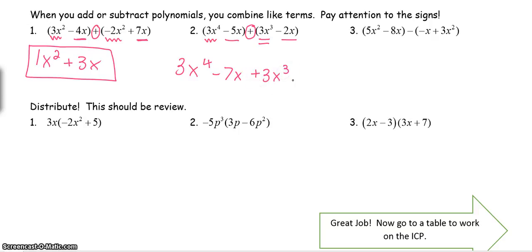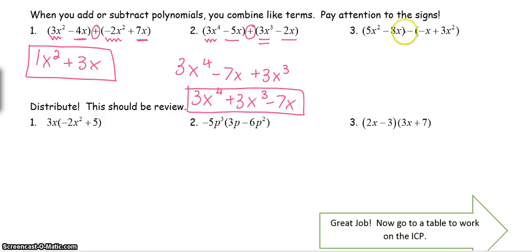Now, what's really important, when you are writing a polynomial for your final answer, you want to write it so that the exponents are going in order from highest to lowest. So I'm going to rewrite this so that it's 3x to the fourth plus 3x cubed minus 7x for my final answer.